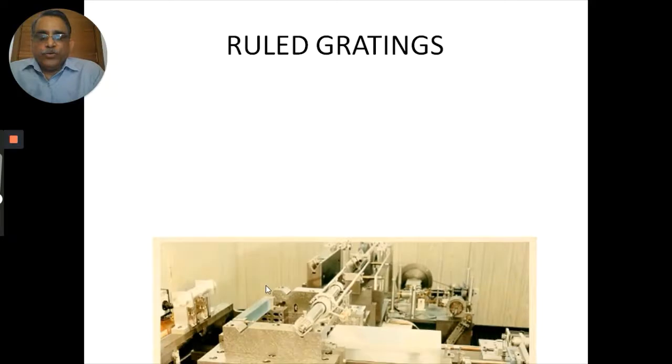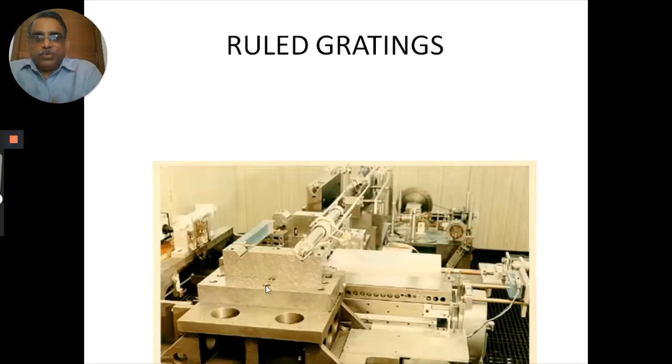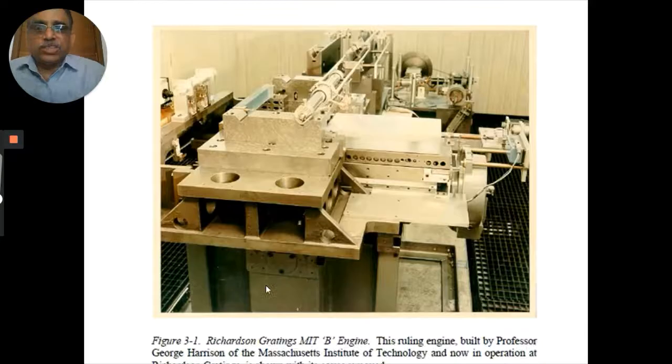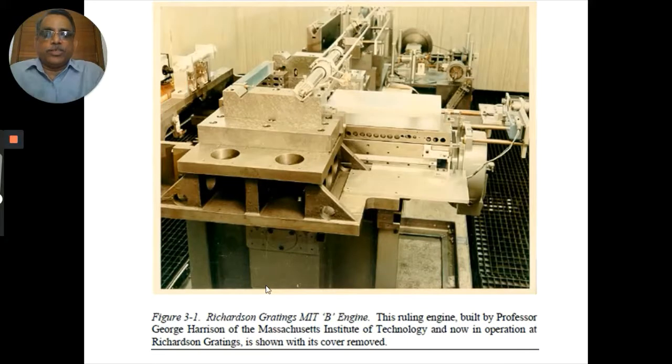Now I'm giving a picture of what kind of machinery they used. This is the open machinery, but it's a closed one. This is called the MIT-B and Richardson Gratings MIT-B engine. They used it as an engine to draw the lines on glass plates or a quartz plate, with the coating or without the coating. With the coating, it becomes a reflection grating. Without the coating, it becomes your transmission grating. So this is how the gratings were manufactured for the application.